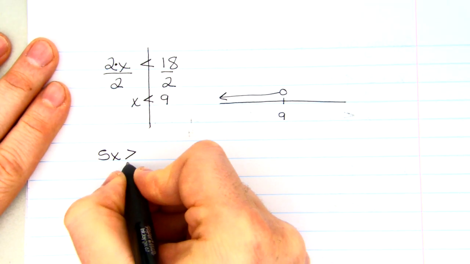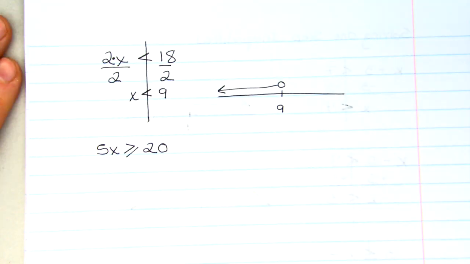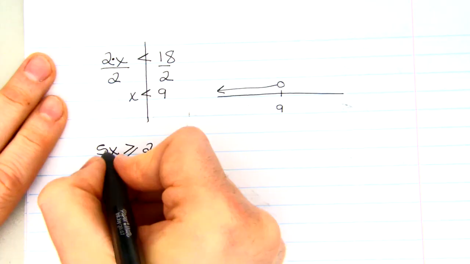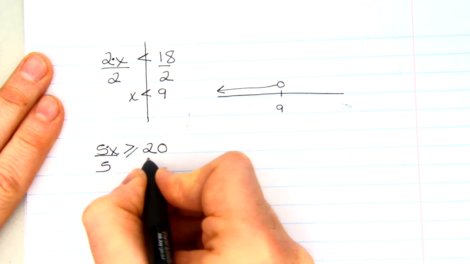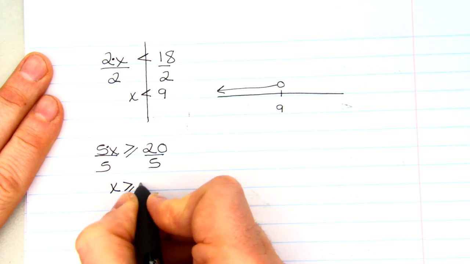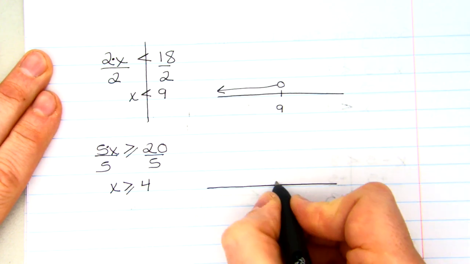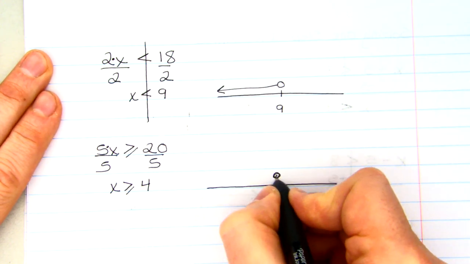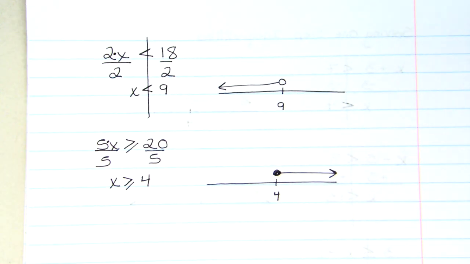5x is greater than or equal to 20. Pause the video and see if you can go do this. 5x means 5 times x. I'm going to divide both sides by 5, and I'm going to get x is greater than or equal to 4. Closed dot at 4, and I'm pointing to the right.